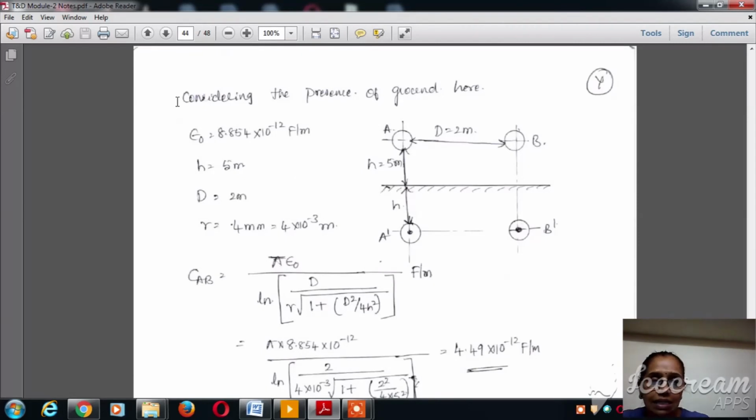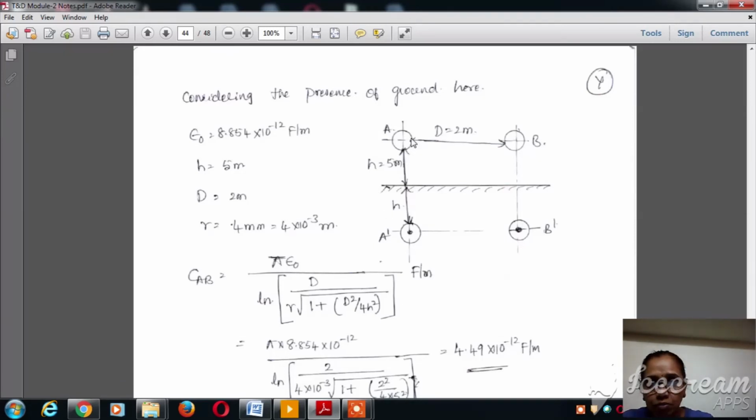Now considering the presence of the ground, in the problem it is stated that you consider the effect of the ground. Let's draw the diagram to know the effect of the ground. Now epsilon naught is equal to 8.854 into 10 to the power minus 12 farad per meter. The height from the ground is 5 meters, and D, the distance between the two conductors, is 2 meters.